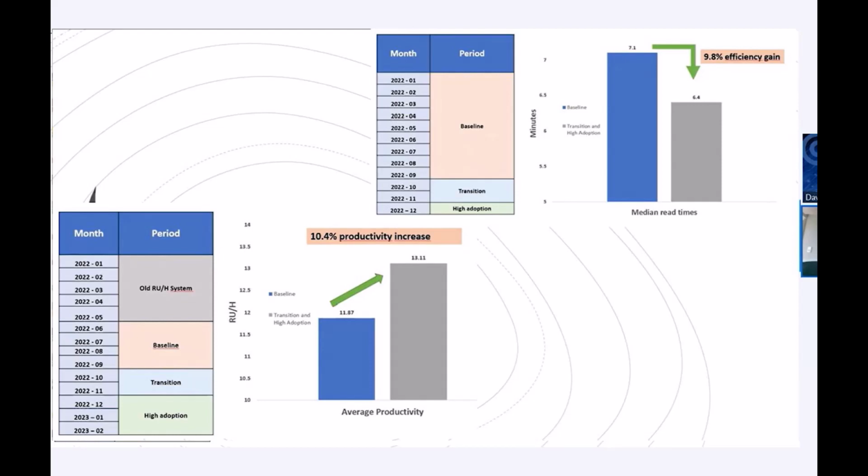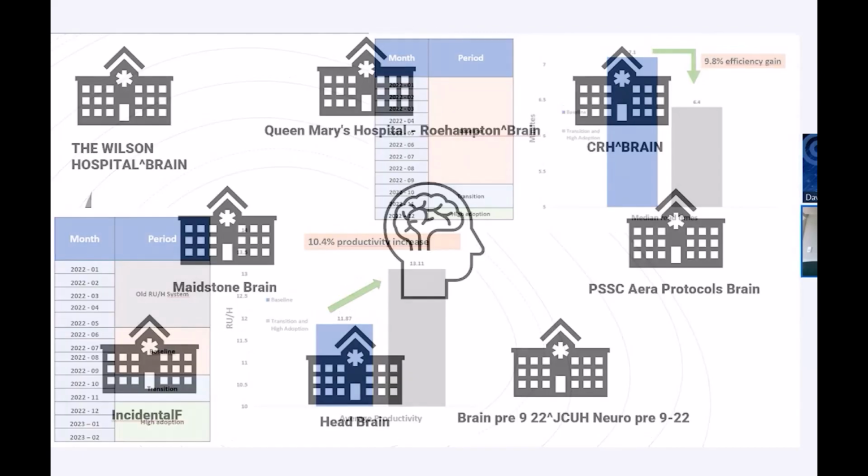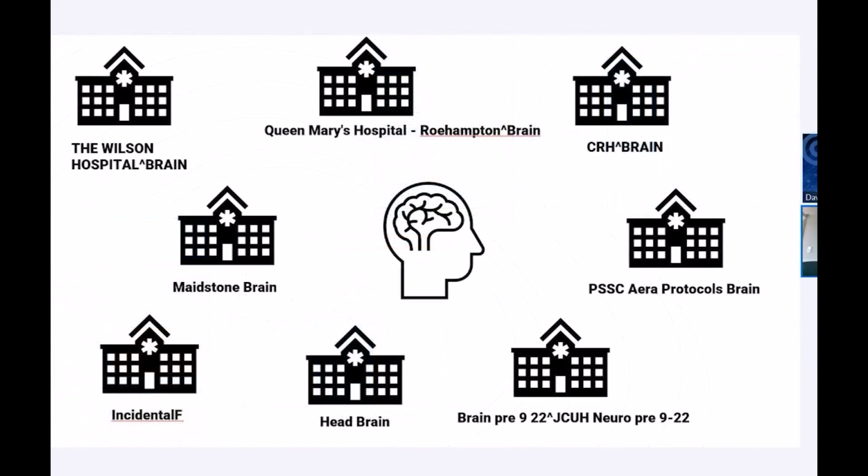At TMC, we measure productivity in rad units. Every kind of exam is assigned a certain number of rad units, which quantifies the work done. And since deploying and rolling out and having the radiologists adopt the SDPs after standardization, we are seeing this 10.4% productivity increase. Here, what we have on this slide, these are examples of MR brains.